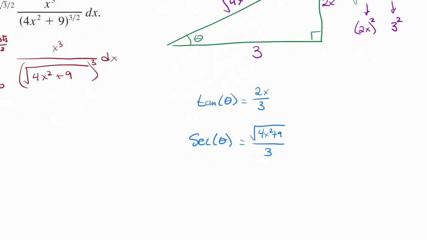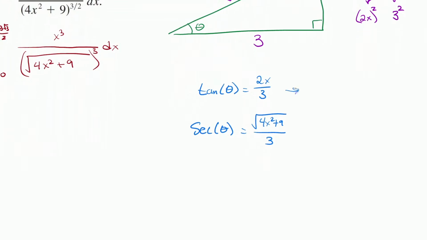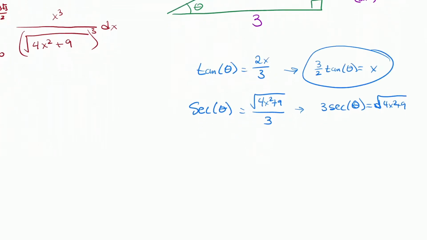Now that we've got that, we can do some rearranging. So let's see, this thing I would probably rewrite as 3/2 tangent is equal to x. This one I will rewrite as 3 secant is equal to the radical thing, 4x squared plus 9. And then one more just for fun, and that is, what's the derivative to get dx? Derivative of 3/2 tangent.